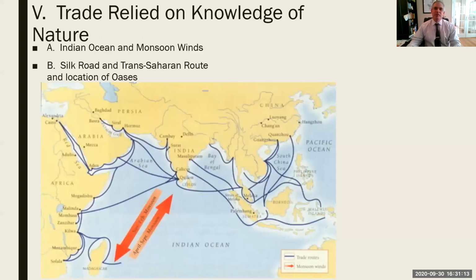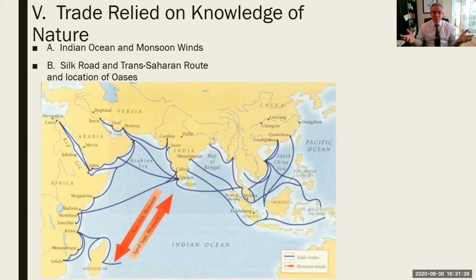The next major thing, our fourth major concept, is that trade relied on knowledge of nature. Human beings are really good at figuring out how nature works. We figure out how tides come in and out. We've gotten to the point where we can predict to the minute when the oceans reach high tide and when the oceans reach low tide.